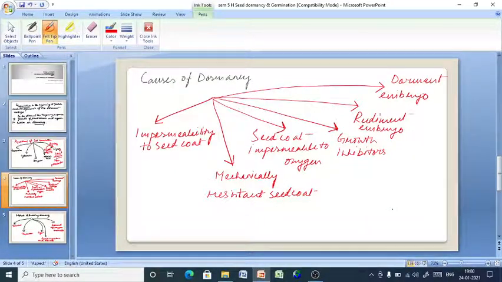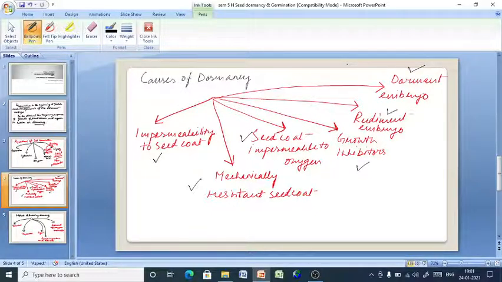Now, the causes of dormancy. First one, impermeability of the seed coat. Second one, mechanically resistant seed coats. Third one, seed coat impermeable to oxygen. Fourth one, growth inhibitors. Then rudimentary embryo. And the last one, dormant embryo. So these factors regulate seed dormancy and can express it in various amounts.